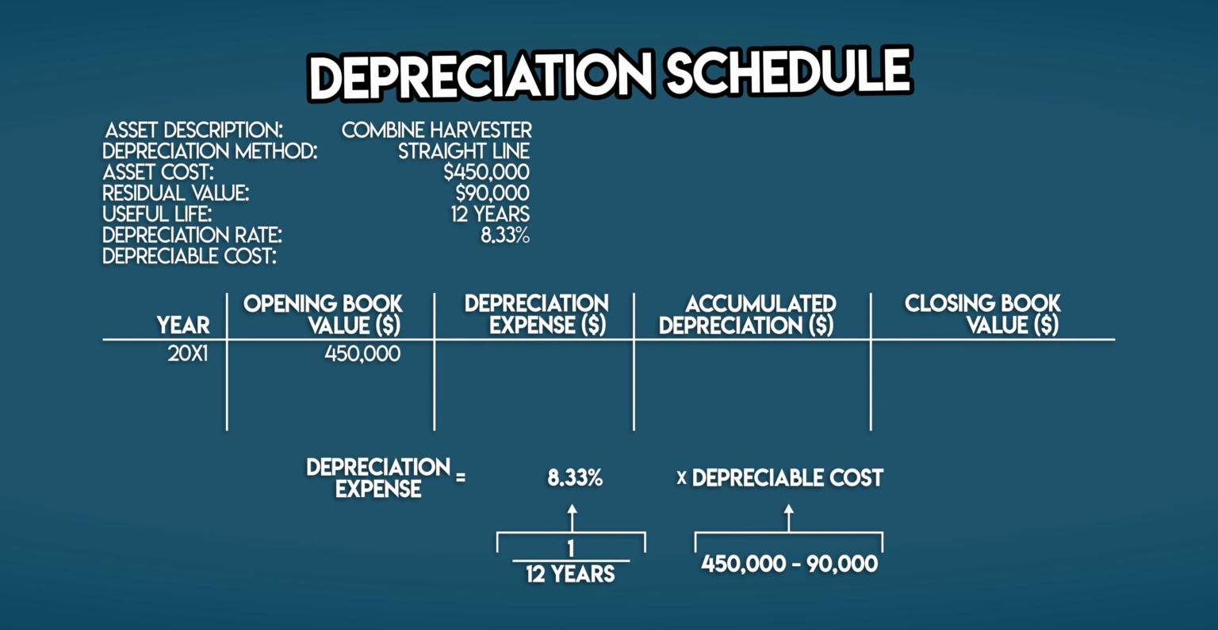$450,000 minus $90,000 is $360,000. This is the portion of the book value that we're depreciating. 8.33% multiplied by 360,000 is $30,000, your combine harvester's depreciation expense in year 1.